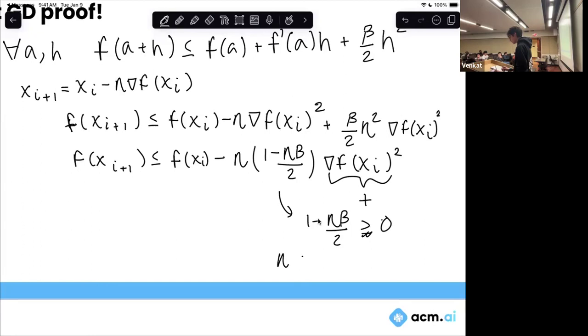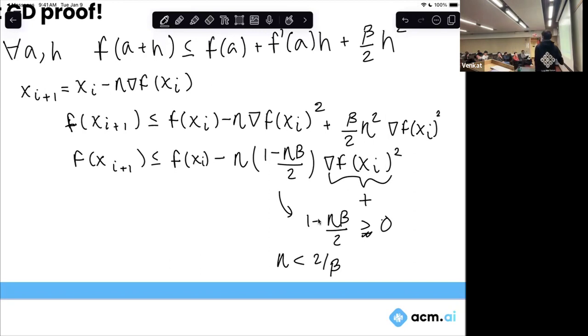We should be less than 2 by, oh my God, the handwriting. Right, so basically, as long as we choose a step size that is less than 2 by beta, we will converge. We will make progress. That is why we say the step size is very important.